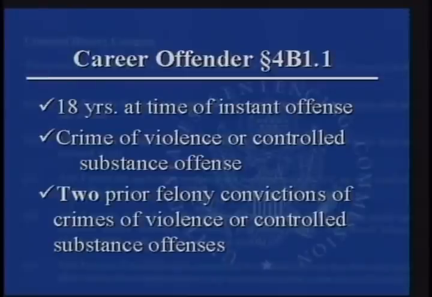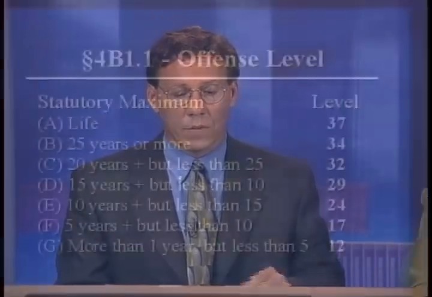Now, if a defendant meets those criteria, there's a new way of doing business here with calculations, because the offense level that was derived through the calculations of Chapters 2 and 3 are really put on a shelf at this point, because we have to take a look at what Chapter 4, Part B would have us do. There's actually a table, and let's take a look at how we determine the new offense level.